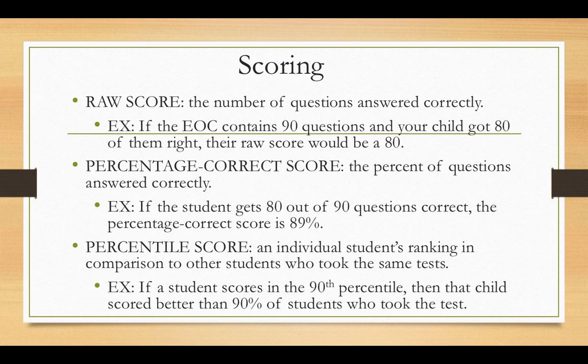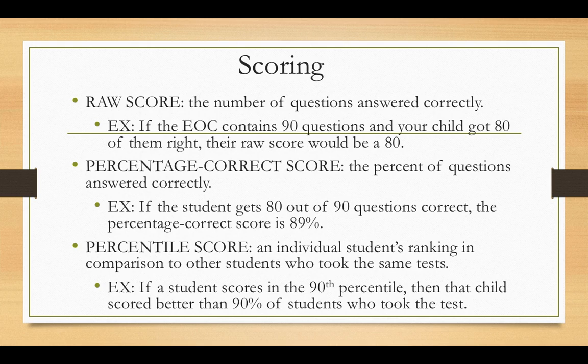So first of all, a raw score is the number of questions answered correctly. Essentially, this is a very basic form of a score. So for example, if on the EOC there are 90 questions and your child gets 80 of them right, their raw score would be an 80.